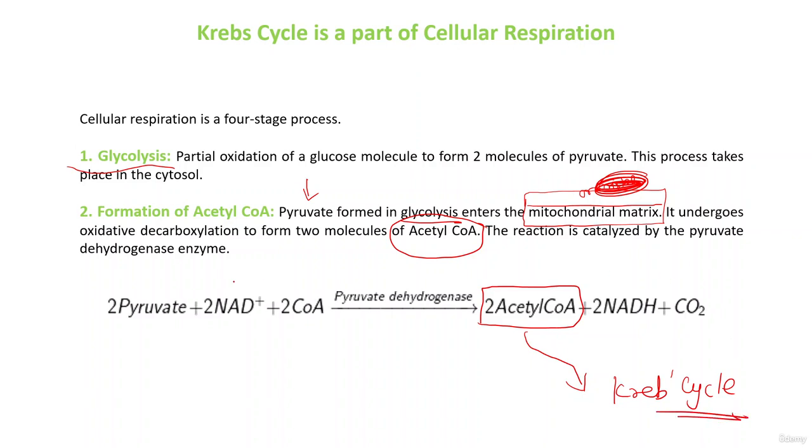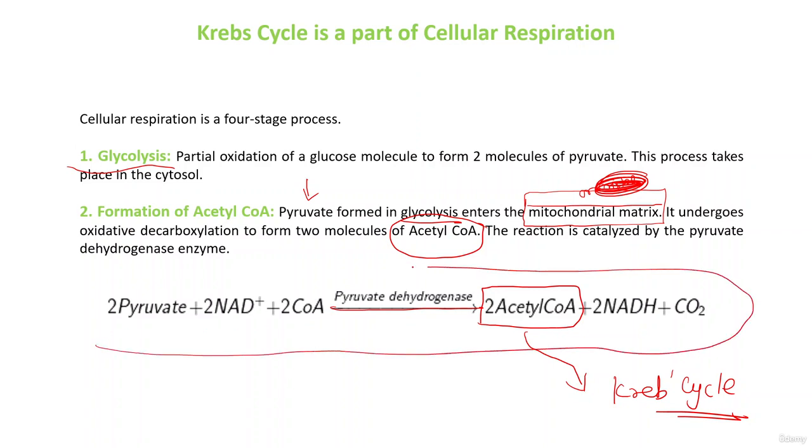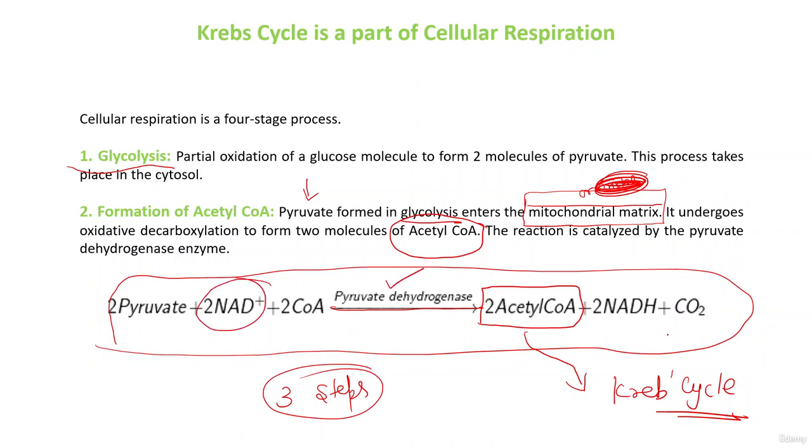This reaction is catalyzed by pyruvate dehydrogenase. This whole formation of acetyl CoA occurs in three steps, and enzymes are involved. NADH formation occurs here. CO2 is also seen as a product here. So let's start with the steps.